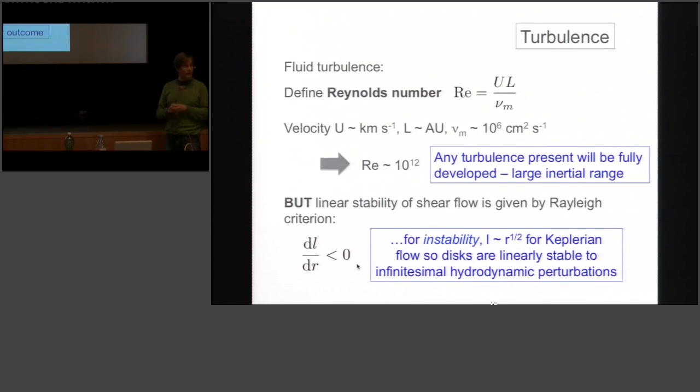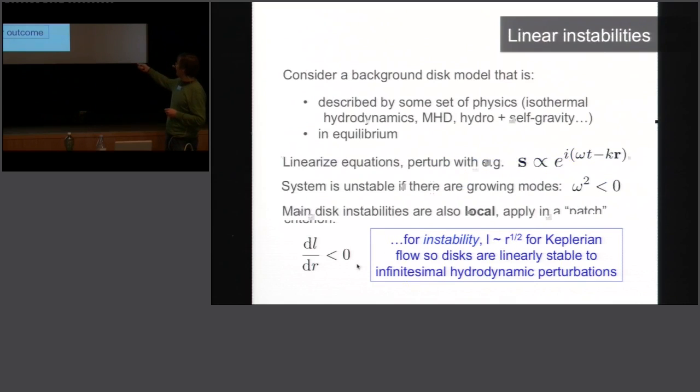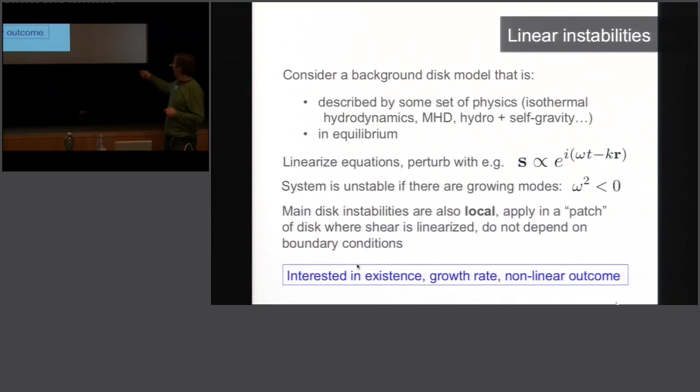Given that set of physical processes, you first define an equilibrium background state for how the gas would be flowing within the disk. You then consider the set of equations you've considered to be important. You linearize them, so you discard the nonlinear terms, and you make some perturbation. For example, you take the fluid and imagine perturbing it in space with some vector S, which has a dependence of the kind e^(i(ωt − k·r)), where k would be some wave number and ω would be some frequency. You substitute this perturbation into the linearized equations, and then you solve for what this frequency ω is.